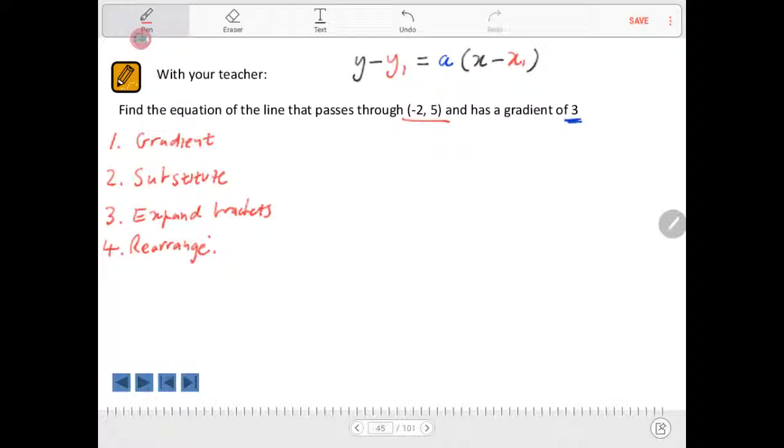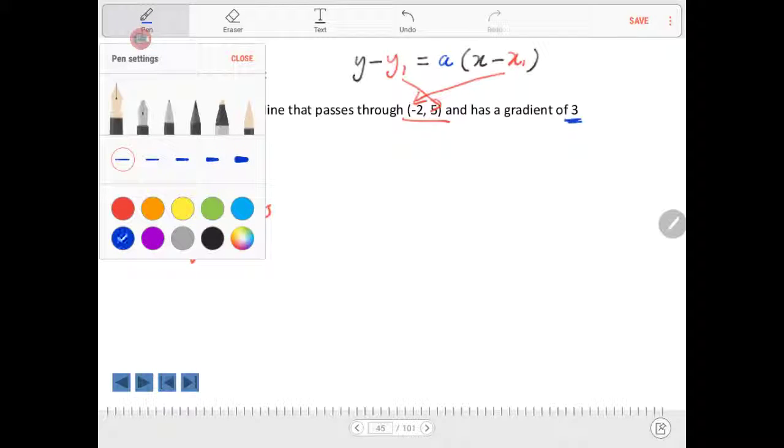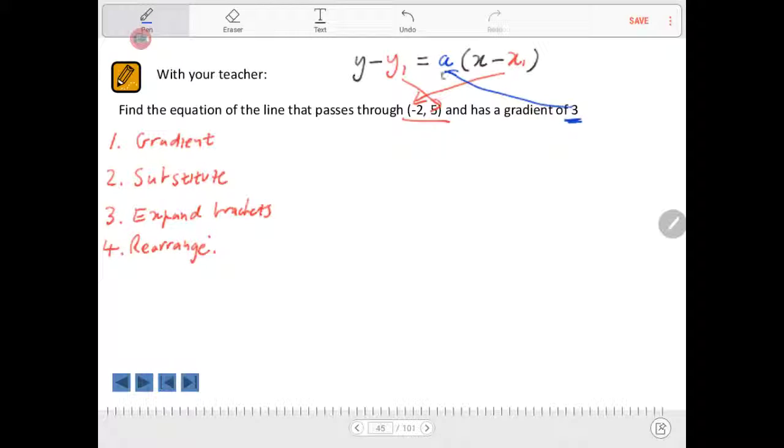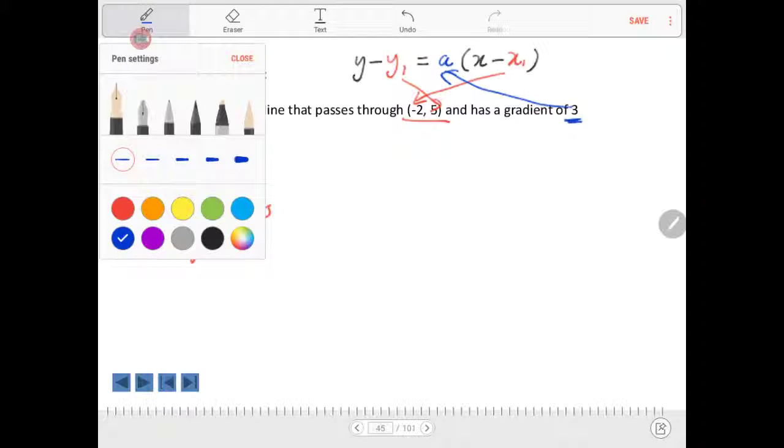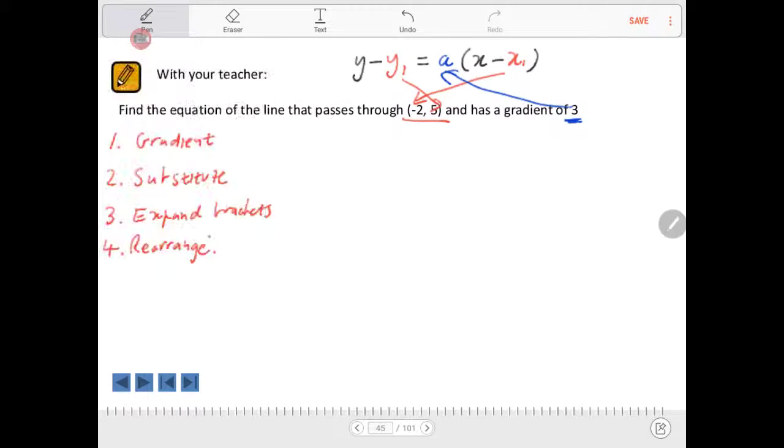So the x and the y1, they come from this point here. Actually, other way around there, isn't it? So that x value, x1, comes from there and the y1 comes from that one there. And the gradient, in this case we're given the gradient, which would go there. Now this black y and x, they're the y and x that we finish with in the equation. So they always stay as is. So in this situation we already have the gradient. So step one is done. The gradient is 3.